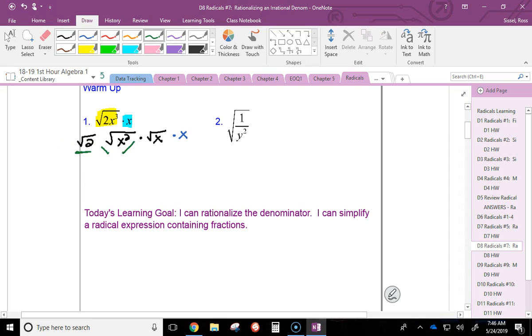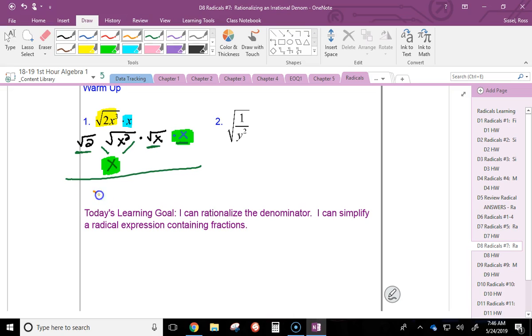Square root of x squared becomes x. Square root of x stays the same. And x stays the same. Okay? I'm going to draw a line here. I am now going to multiply like terms. I'd have x times x, which is x to the second power. And then I would have square root of x times square root of 2, which is square root of 2x.